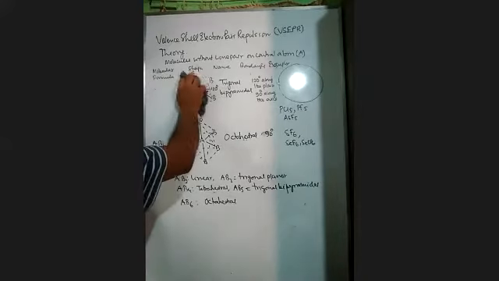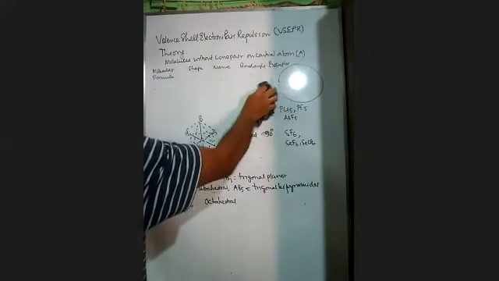This much is given in your book. Then I'm going to write one more for you. AB7. Only one molecule is there.